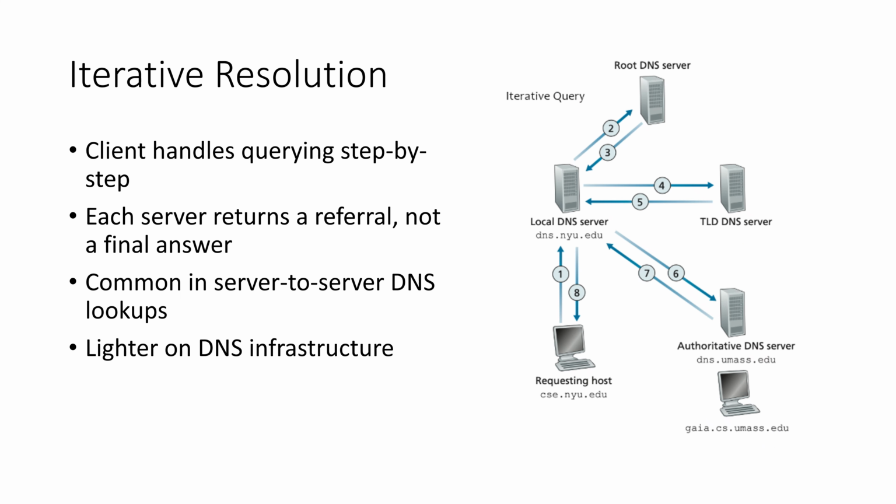In iterative resolution, the client handles each step of the DNS lookup itself. Let's say it contacts the root server. The root server doesn't return the final IP. It replies, try the .com name server. Then the client contacts .com, gets another referral to Google's authoritative server, and only then gets the actual IP. This is more efficient for server systems or DNS forwarders that can manage the resolution process themselves. It reduces the load on each DNS server since each only answers for its own level.